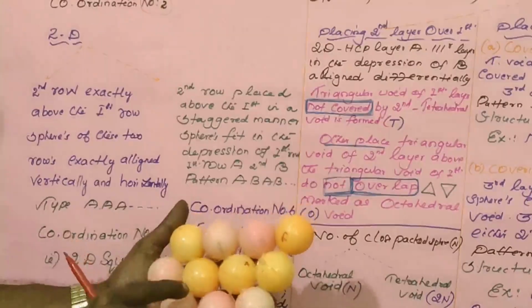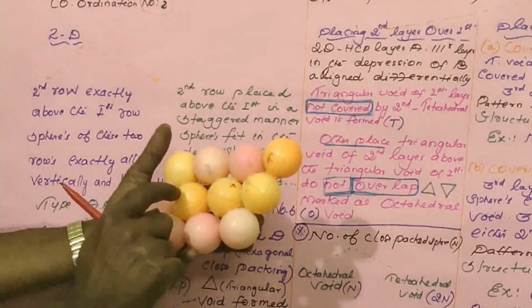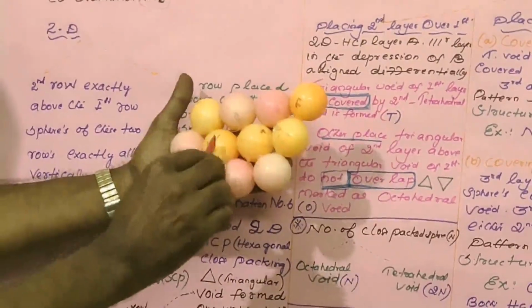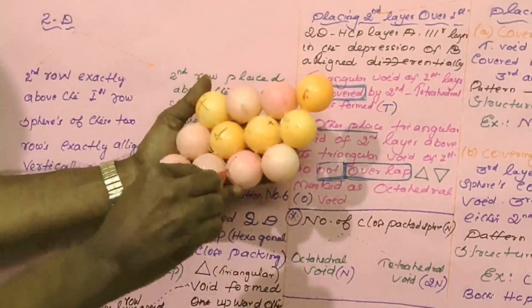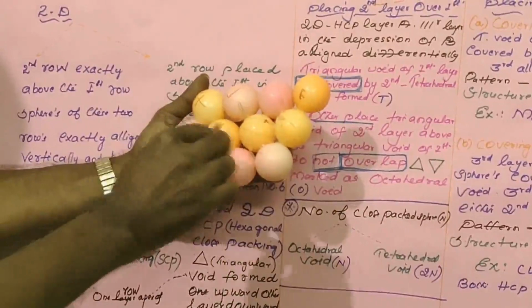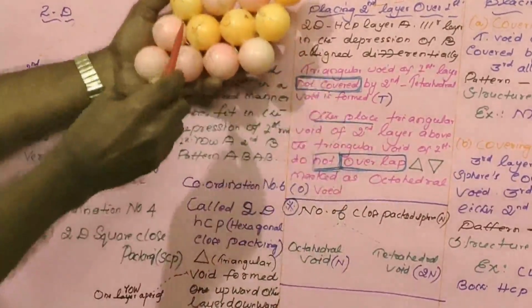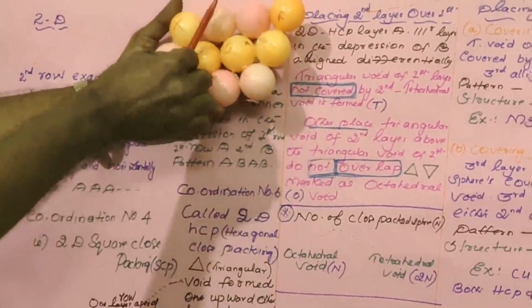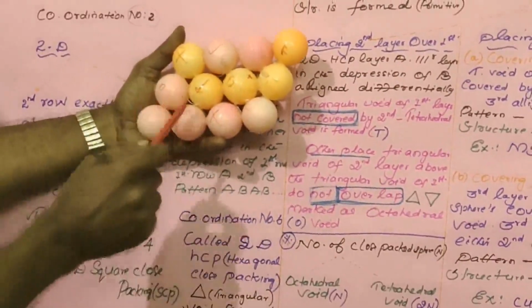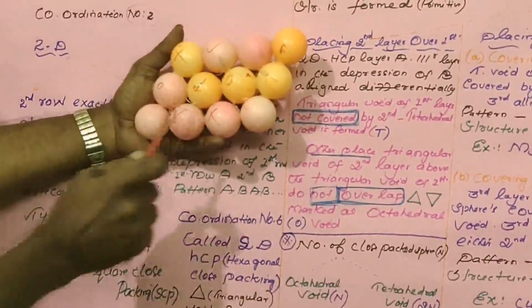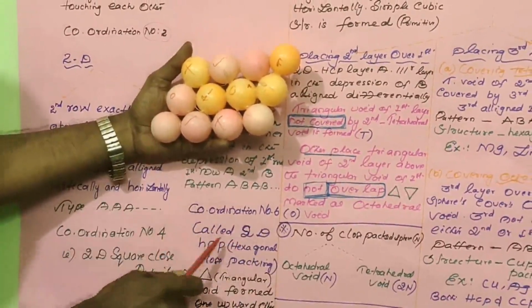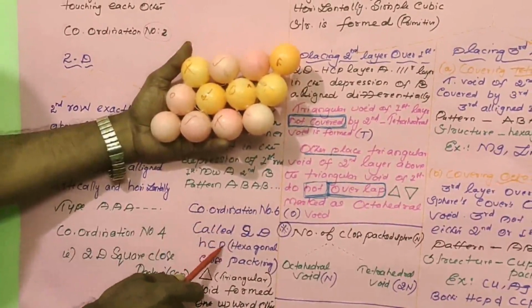If you consider any one sphere, it is surrounded by this one, this one, this one, this one, this one. It is surrounded by 2, 2 and 2. So the coordination number is 6. The first one had coordination number 4, here the coordination number is 6, called 2D HCP, that is 2D hexagonal close packed.